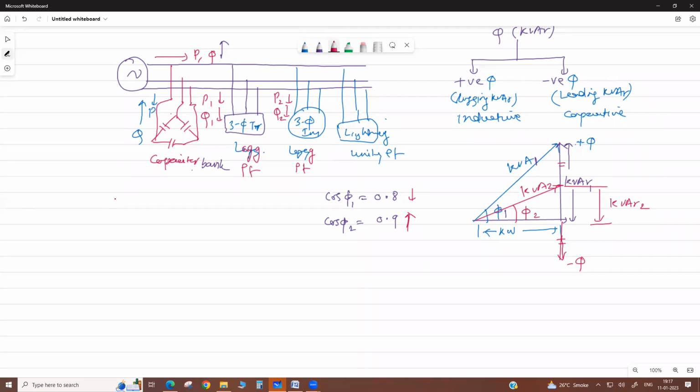The other method is automatic power factor correction. We use the APFC panel, the automatic power factor correction panel. Second, we can use a 3-phase synchronous motor, that is the synchronous condenser. Why is the 3-phase motor called a synchronous condenser?